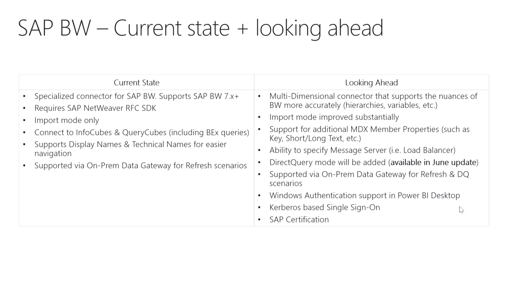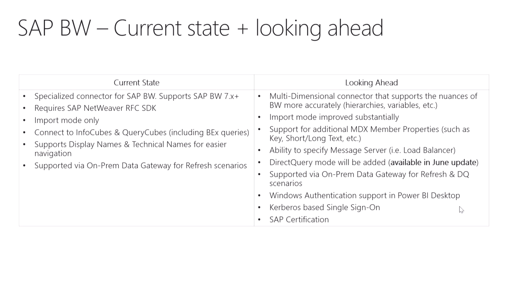Looking ahead, we already talked about direct query being available in June, but as part of that, we're also making it such that we treat SAP BW as a multi-dimensional connector. We start propagating information like the hierarchies and the variables information. There's actually a better experience in the desktop to modify variables as part of direct query. I'm going to show you that as well, than what you had before with import or what you have with HANA today.